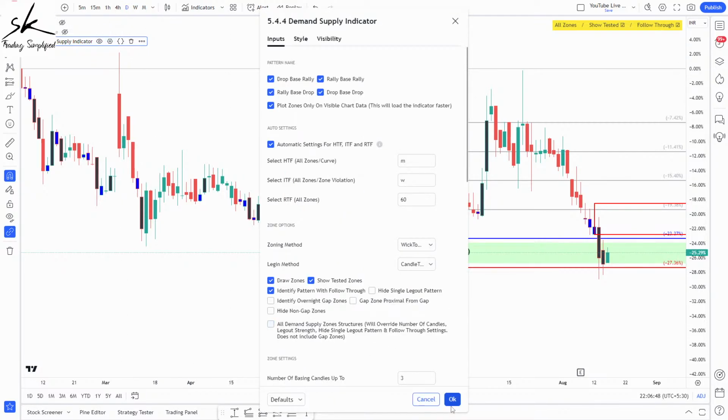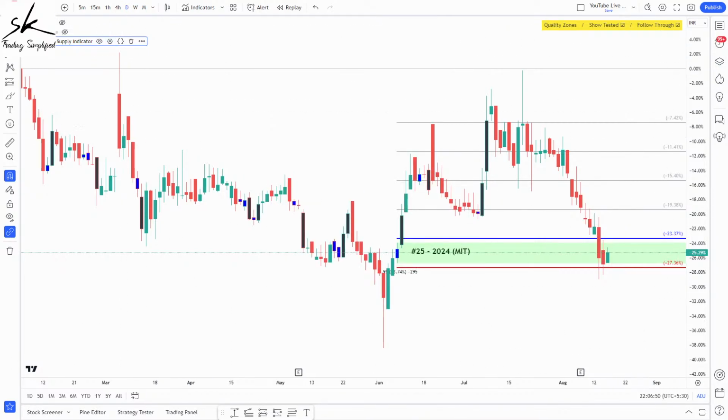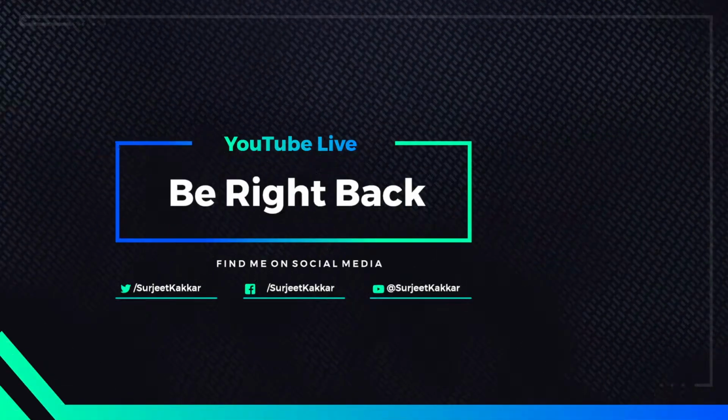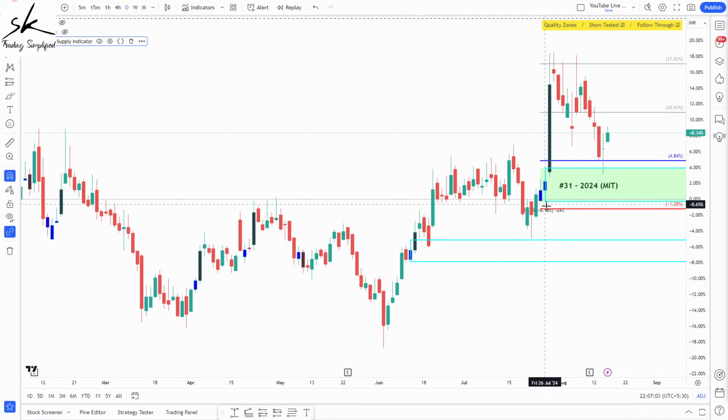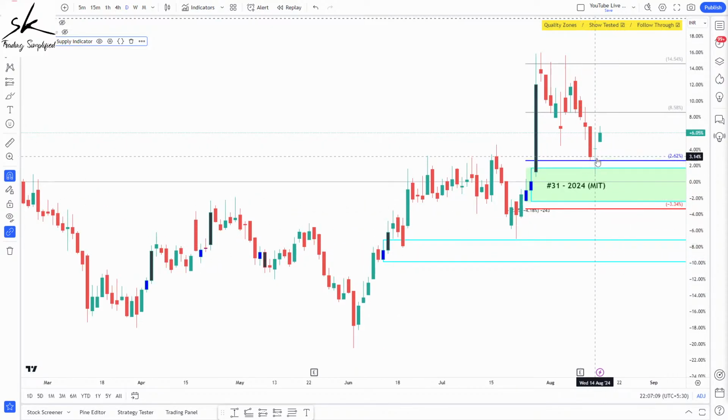Now moving to the last example which got triggered. Give me a second again. The last one which got triggered is the one that we analyzed in the previous session. Give me a second. Let's get it back. Perfect. So this was session number 31, which was on the 11th of August. And the prices came into the zone again on the 14th of August, which is this day.